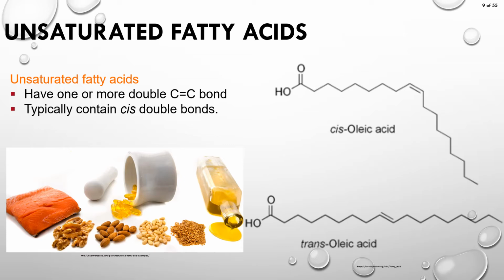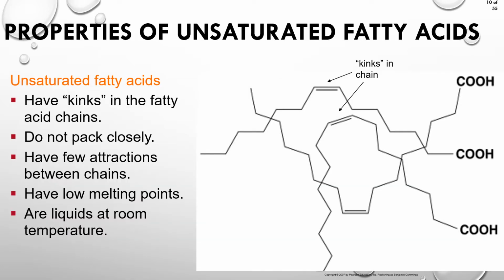Now, trans configuration, by contrast, means that the two adjacent hydrogen atoms lie on opposite sides of the chain. As a result, they do not cause the chain to bend much, and their shape is similar to straight saturated fatty acids. Okay, now let's talk about the properties of unsaturated fatty acids.